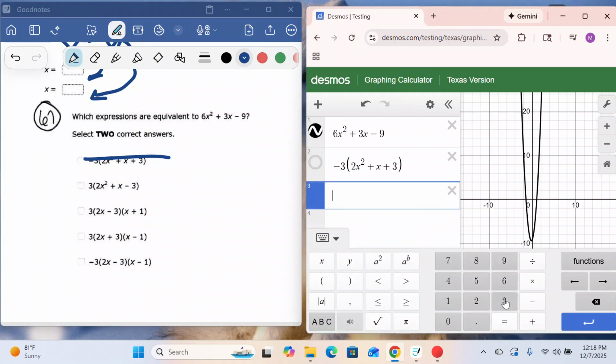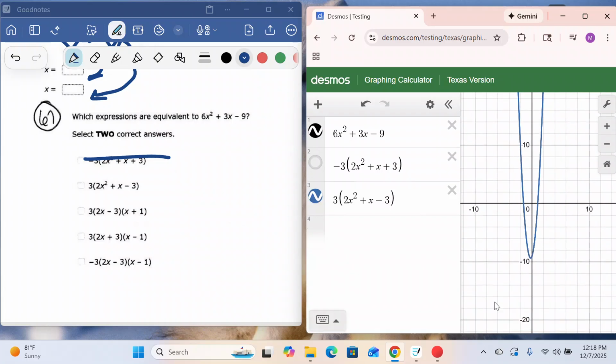So then I'm going to get rid of this color, and I'm going to go ahead and input the next one. So it's going to be 3, open parentheses, 2x squared, positive x minus 3, close parentheses. And it looks like we have another winner. So again, I look at that, take it off, it should be identical, and that is one of our answers. So then I have my one answer.